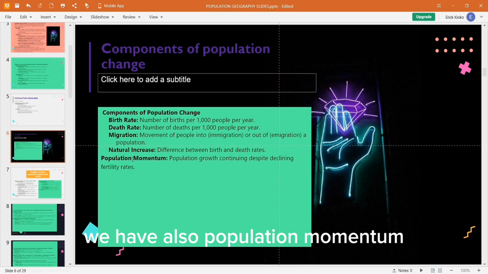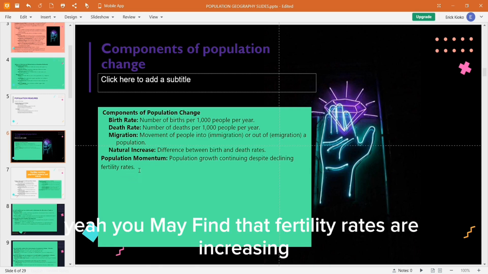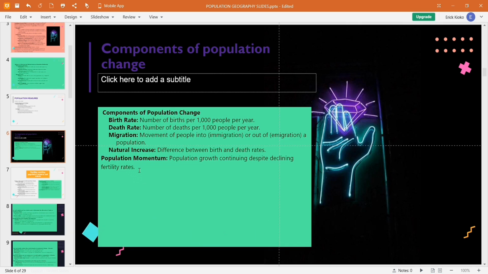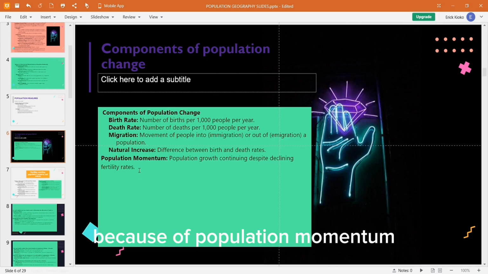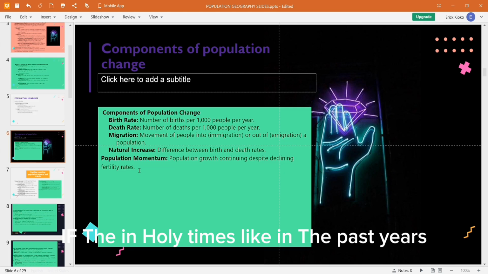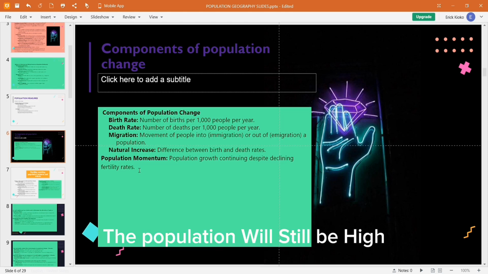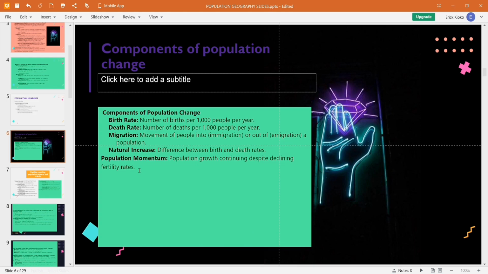We have also population momentum. It's population growth that continues despite decreasing fertility rates. You may find that fertility rates are decreasing, but the population is still high because of population momentum. It may be caused by a high population in the past years. So even if the fertility rate goes low, the population will still be high. That is an example of a cause of population momentum.